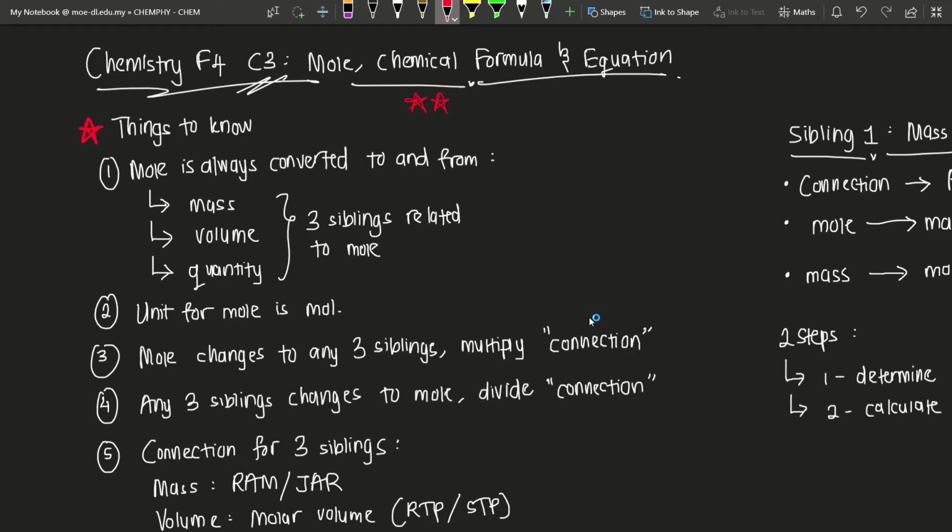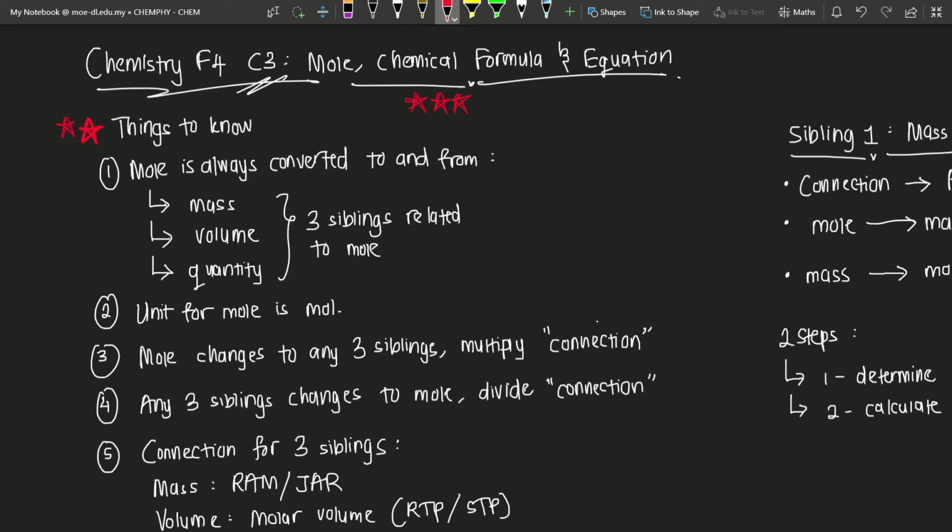Chemistry Form 4 Chapter 3, Mole, Chemical Formula and Chemical Equation. But before that, you have to know that this chapter is very important for you to master because most chapters in Chemistry Form 4 and Form 5 will use the particular concept that we will learn in this chapter. In this video, I will explain in both languages, BM and BI, so you don't have to worry. Without further ado, let us proceed to our things to know.